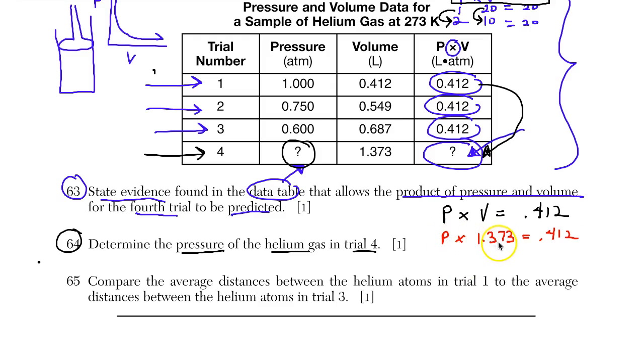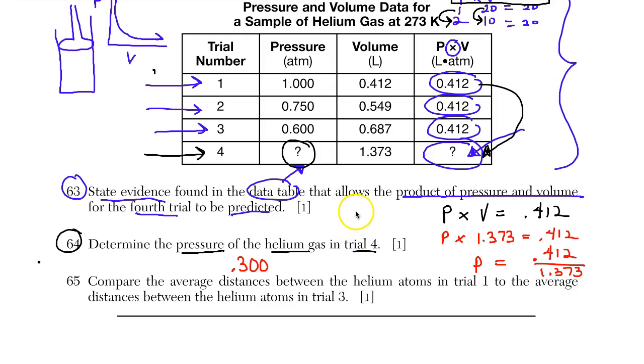Well, that's going to be 1.373 P, and we're going to divide both sides by 1.373. So P, just doing our algebra, is 0.412 divided by 1.373. Take out our handy dandy calculator, and we take 0.412 and divide by 1.373. So what we get is 0.300, and that would be good enough.